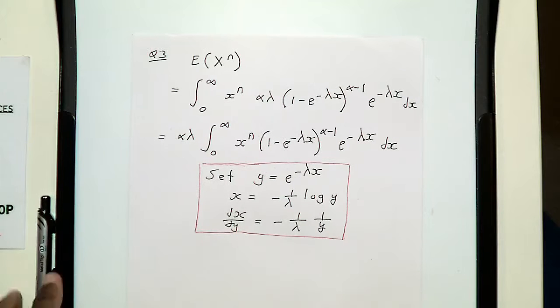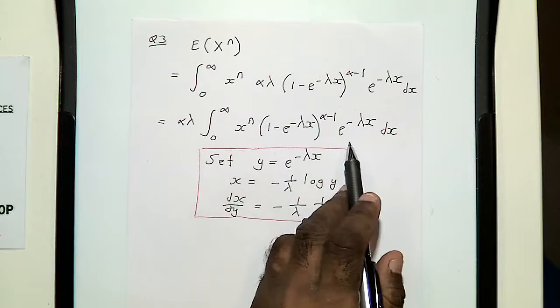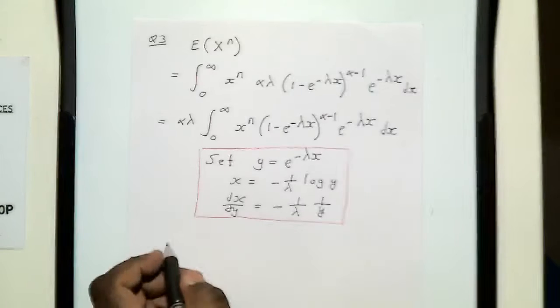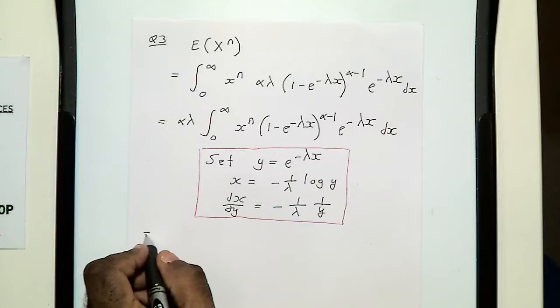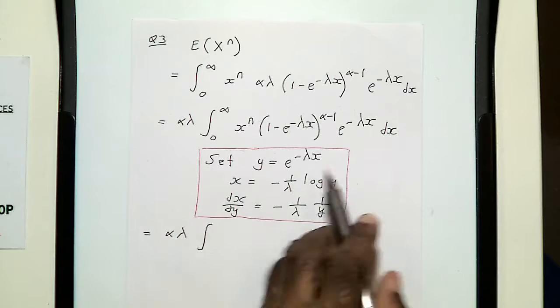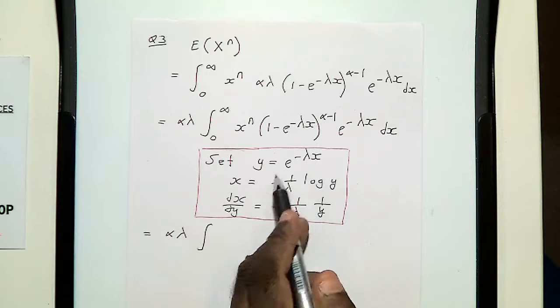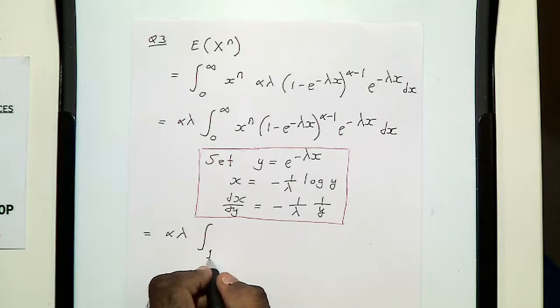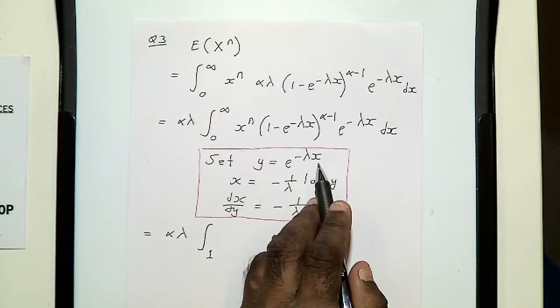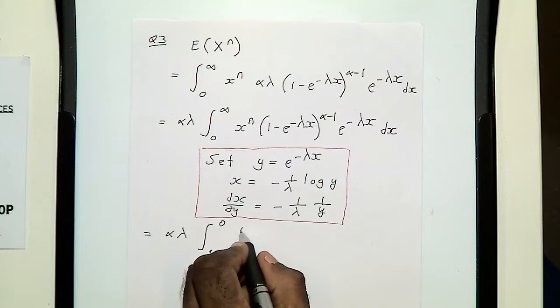All right, let's put this in a box. Now I'm going to substitute this into this integrand. So if you do that, you get alpha lambda. First of all, the limits. When x equals 0, if you put x equal to 0 in here, you get y equal to 1. And if you put x equal to infinity into this, you get y equal to 0.